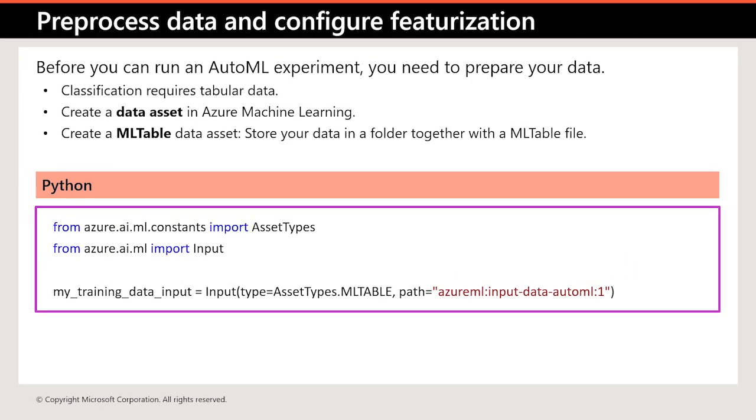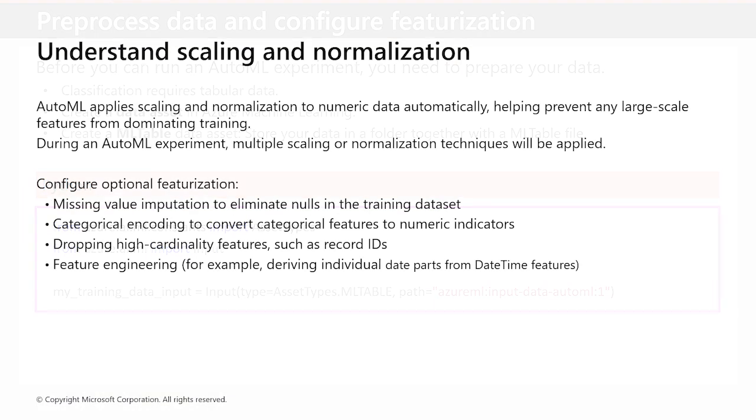On the slide here, you can see an example of specifying the MLTable in a Python script by setting the type parameter to MLTable and specifying the path to the data asset that we're using. Part of preparing our data for processing involves configuring scaling and normalization to help provide the best data to train our models with.